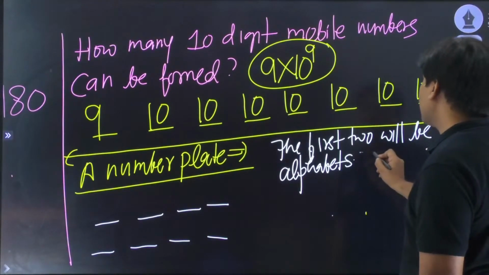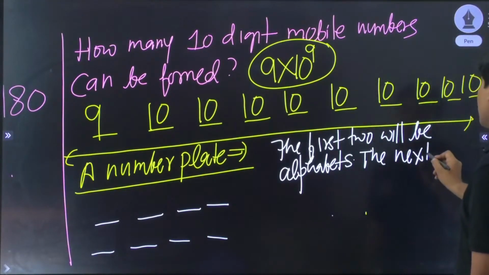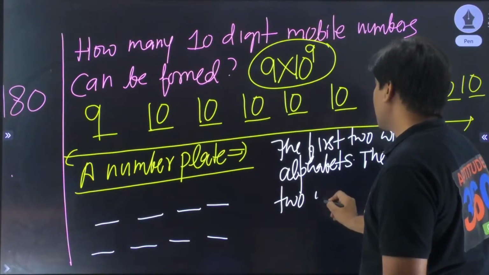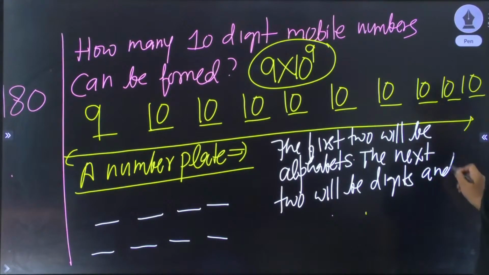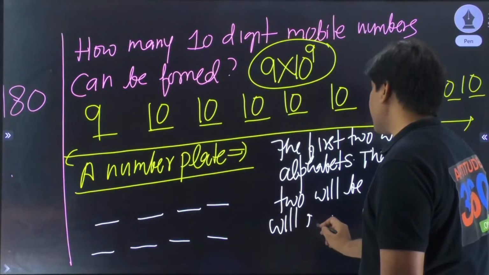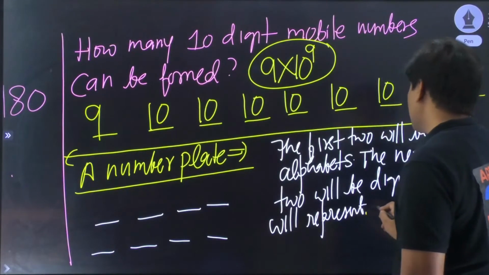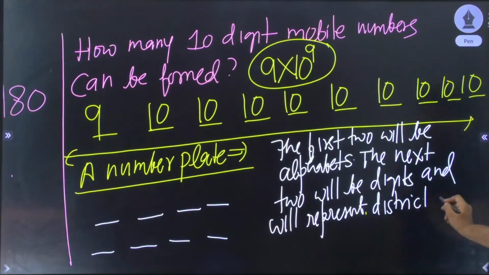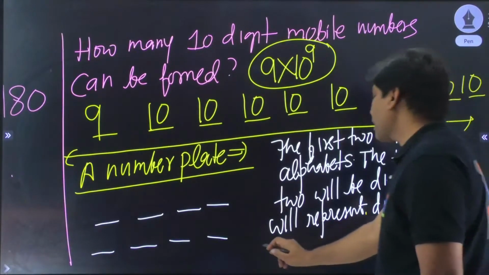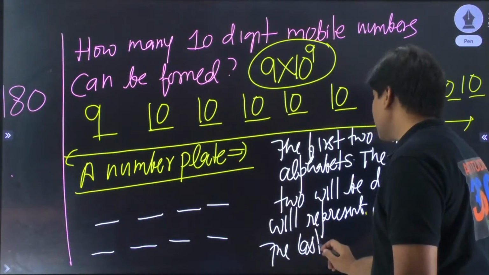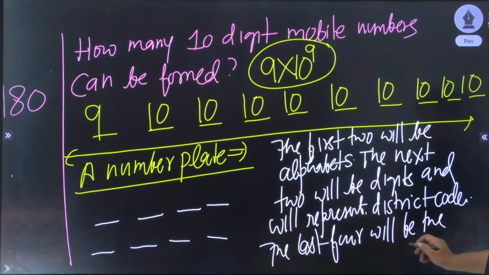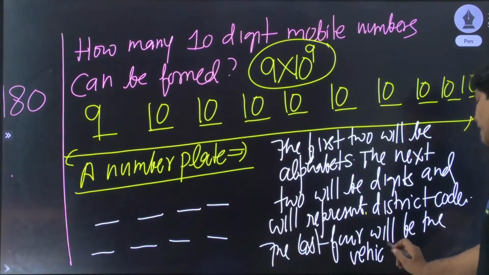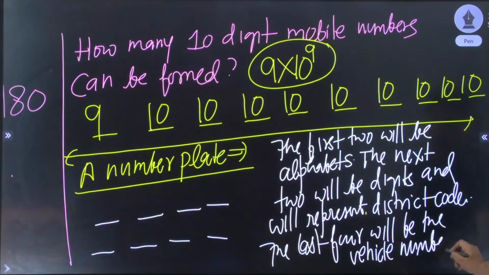Alphabets. The next two will be digits and will represent the district code, isn't it? The last four will be the vehicle number in a district. Vehicle number in a district. What do you think is the answer?